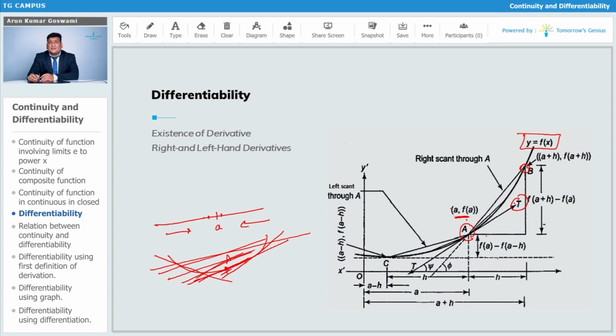As you can see, if the point B is A plus H, f of A plus H, the vertical distance is f of A plus H minus f of A. Till this line it will be f of A plus H only, so this is the total vertical distance. Now we'll talk about the horizontal distance. Till this point the distance is A plus H, and till point A the distance is A. If I subtract, I get the horizontal distance.